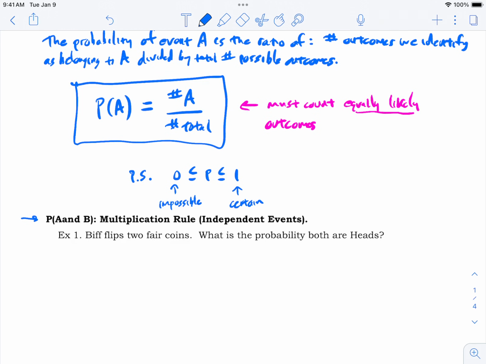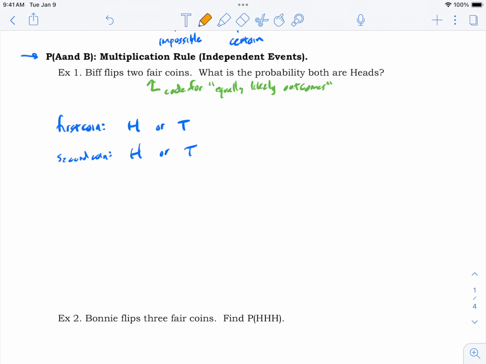Well, we might get heads on the first coin and then heads on the second coin. That's possible. We might get heads on the first coin and then tails on the second coin. That's possible. We might get tails on the first coin and heads on the second coin. That's possible. We might get tails on the first coin, tails on the second. That's possible.